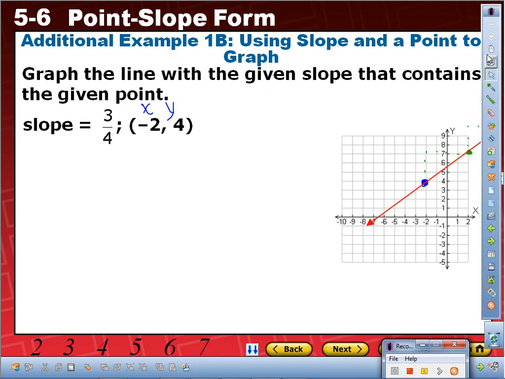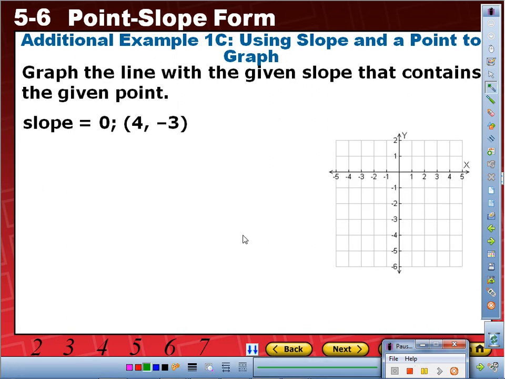All right, so fairly simple. Let's copy the next one down, please. Same coordinate plane. Use the same coordinate plane. Copy example 1C and copy the slope and the point. Now for this one, this is going to make you think a little bit. See if you can do this one by yourself. But look, they're given a slope 0.